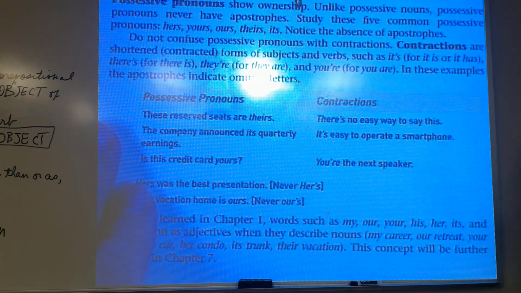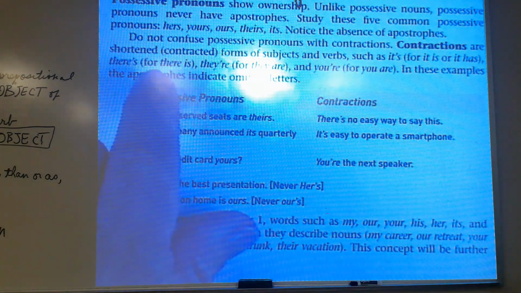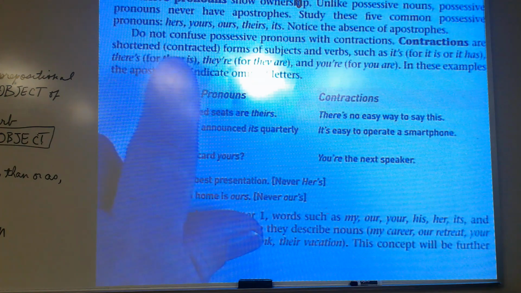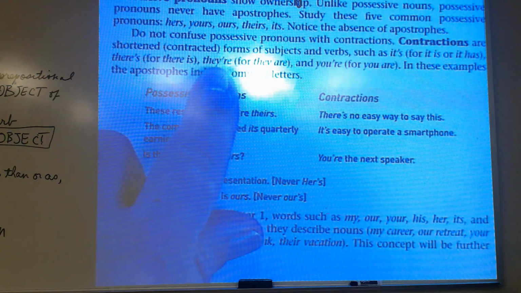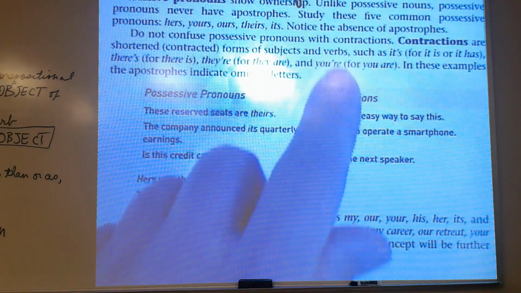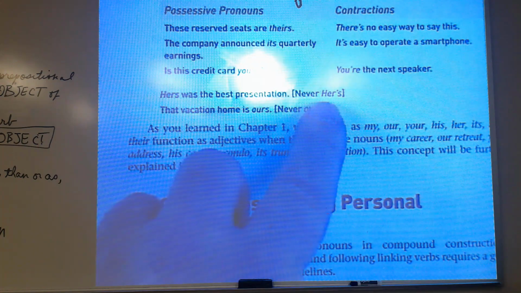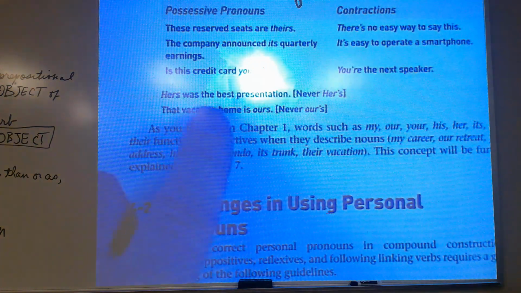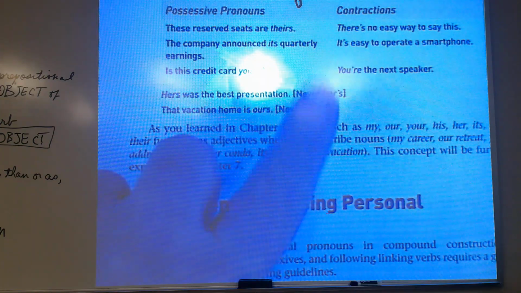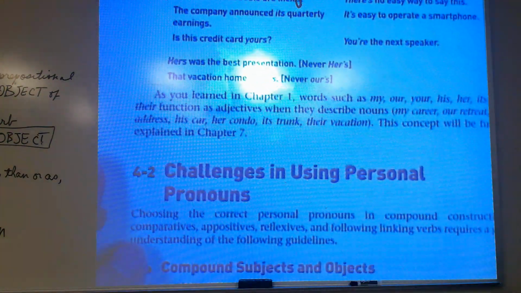A contraction usually combines a pronoun and a verb, or a subject and a verb, to make it come together as one word. We do that quite frequently, and in business writing some people say this isn't appropriate, but it's perfectly fine for you to do so. So here we have some examples: theirs for there is, or there for they are, and your for you are. Hers was the best presentation, but it was never her apostrophe S. That vacation home is ours, but it's never our apostrophe S. Leave the apostrophes out of possessive case pronouns.